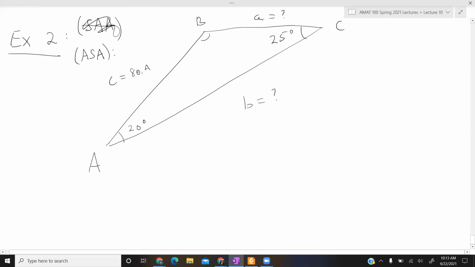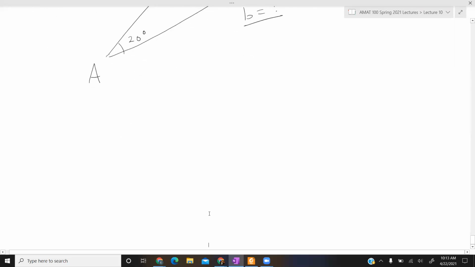So we want to solve for A, B, and then angle B. Well, we can actually right off the bat determine angle B. So recall the sum of the angles equals 180 degrees. So we have angle A plus angle B plus angle C is 180 degrees. So we can substitute things in.